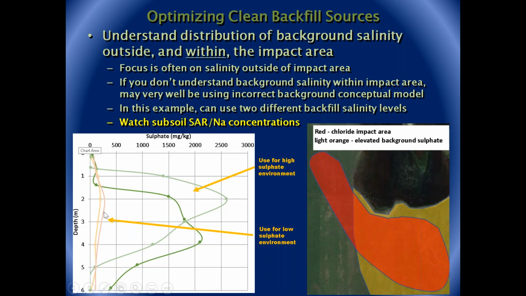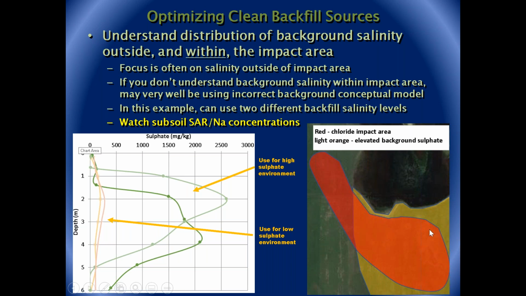And this isn't all the data, obviously, but you can see there's two general clusters of data. There's this low sulfate environment and this high sulfate environment. So over in this high sulfate environment area here, you can use backfill material that has higher sulfate concentrations, because it's more in alignment with your background, and you want to make sure of that.